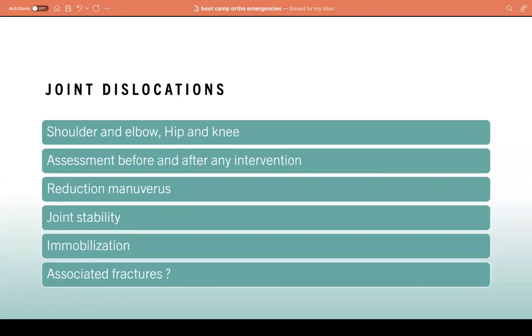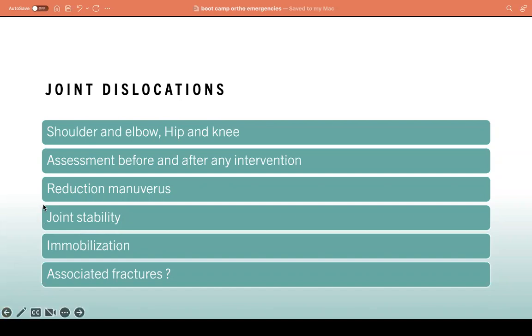So joint dislocations, you'll commonly see the shoulder and elbow, hips and knees in the lower extremities. Definitely you need to assess before and after any intervention, assess for distal neurovascular status. There are multiple reduction maneuvers. Please know one or two of each joint and try to experience it as much as possible.